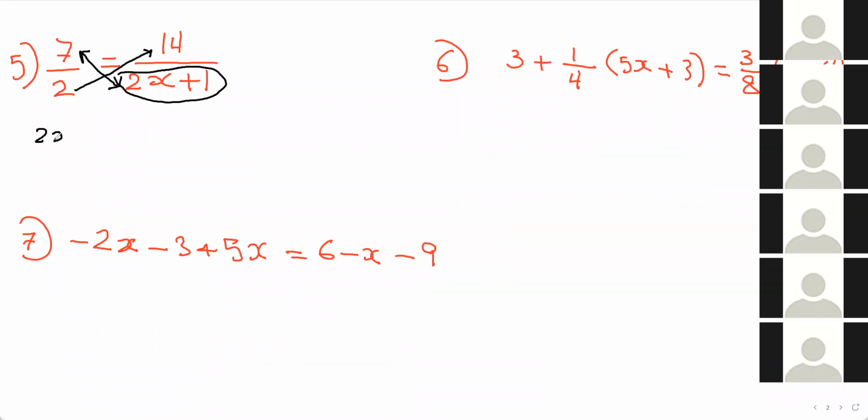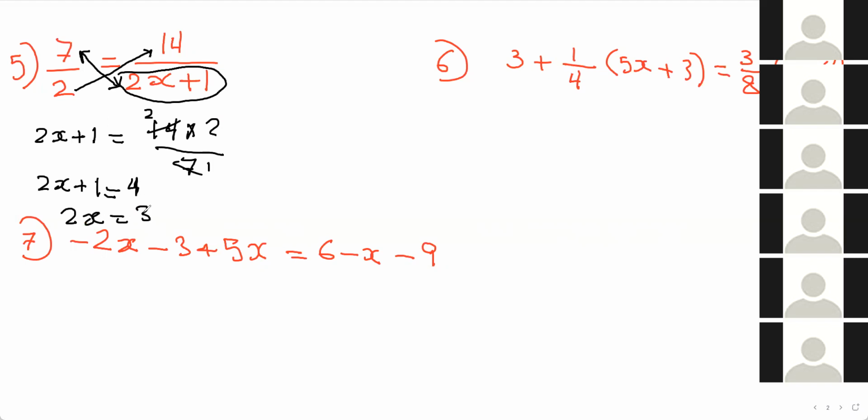So I end up with 2x plus 1 crosses where the 7 is, which is on top, equals 14 times 2, because the 2 crosses there. And then the 7, as I said, is going to cross to the bottom right there. So 2x plus 1, that goes into itself once, goes into that twice. 2x plus 1 equals 4. 2 times 2 is 4. 2x equals 3, because when you move the 1 to the other side, it changes to minus 1, so that gives you 3. And then you divide both sides by 2, and that will give you x equals 3 over 2.